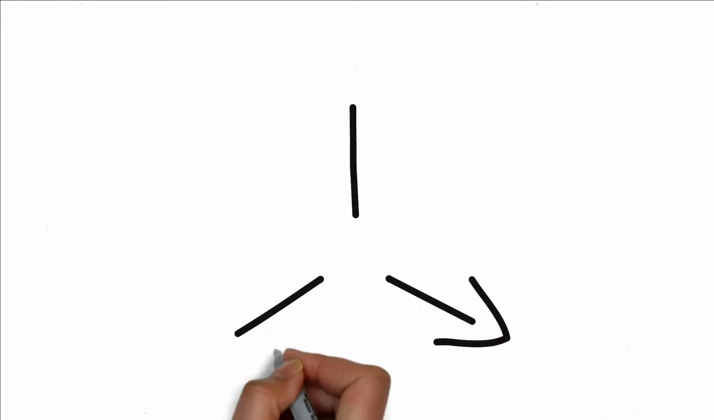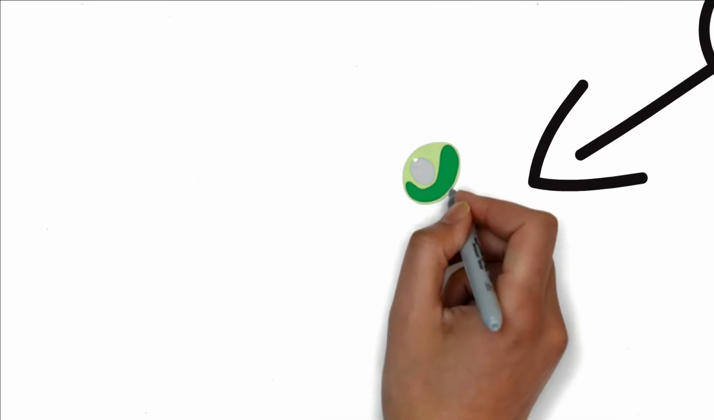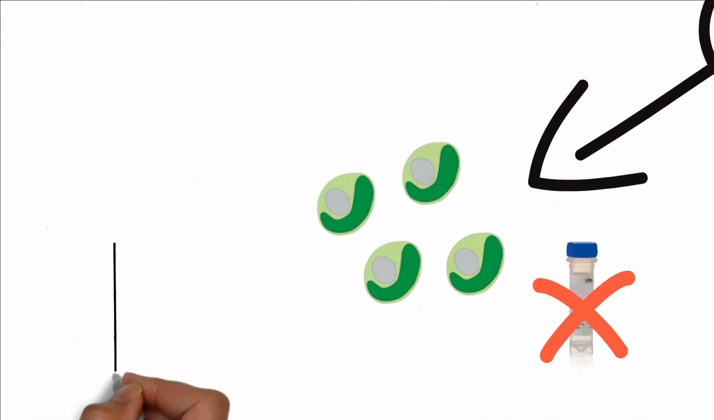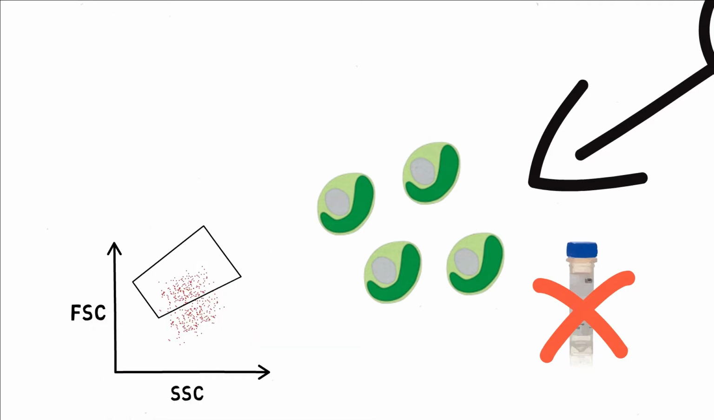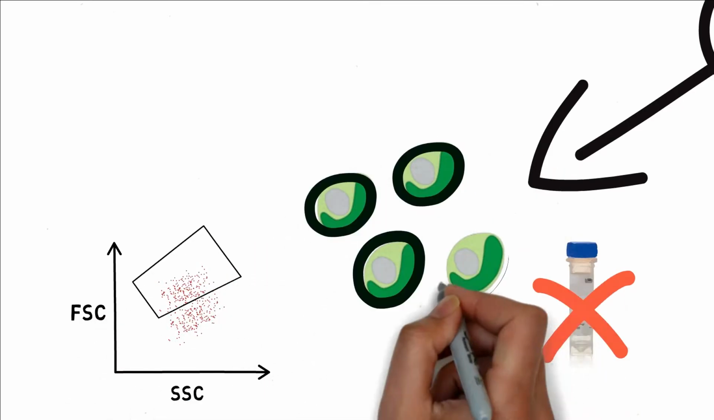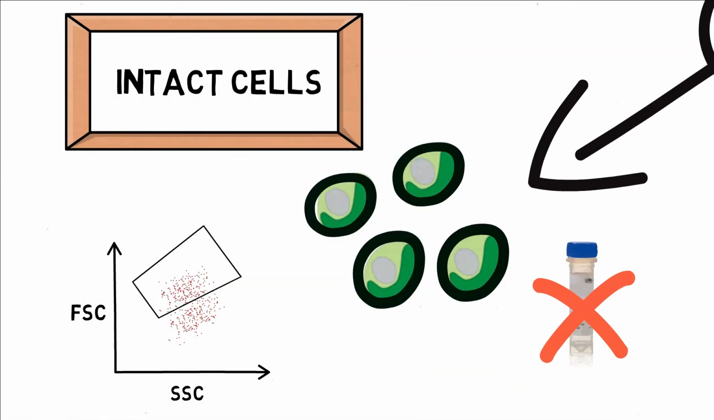This methodology can distinguish 3 different cell subpopulations. Cells that were not stained with Sytox and are located in the upper region of the forward and side scatter detectors have the cell membrane intact, so we name them intact cells.